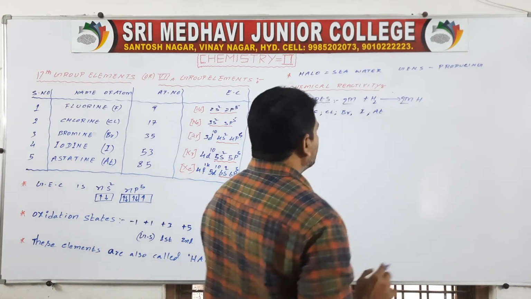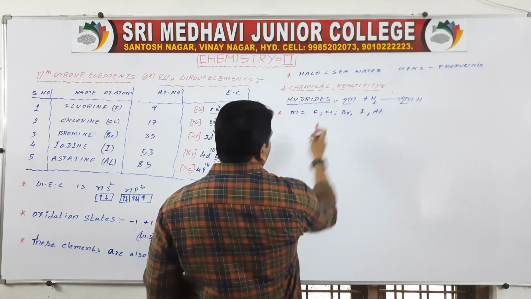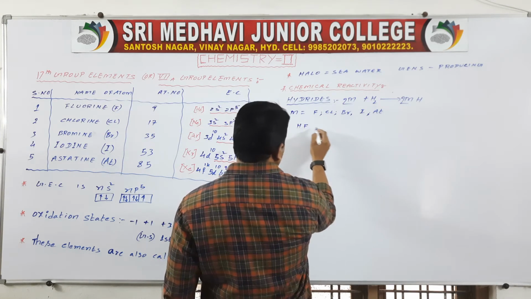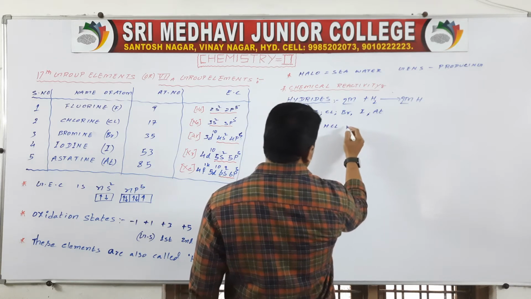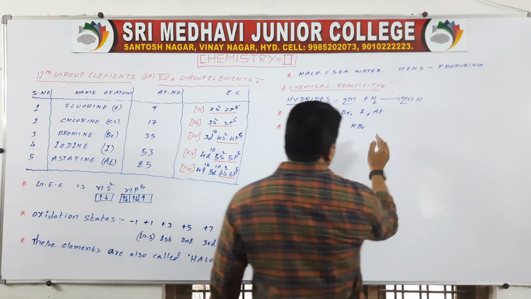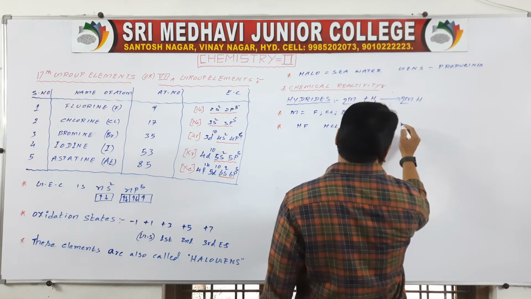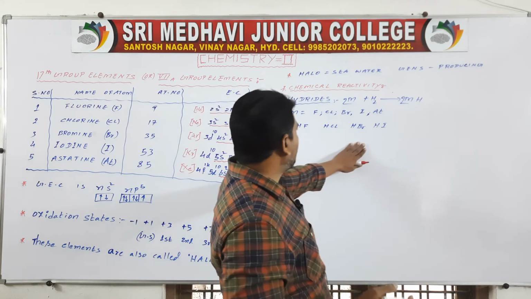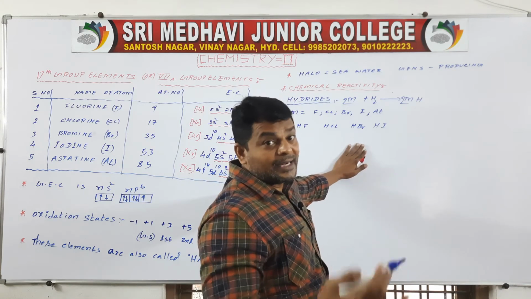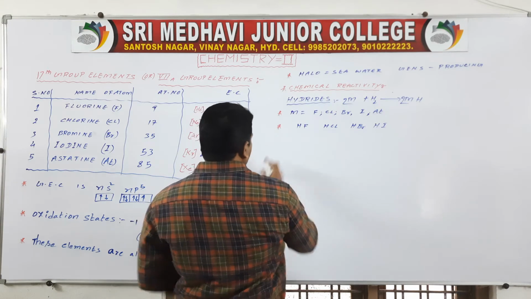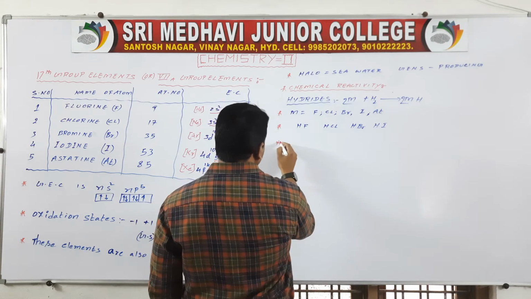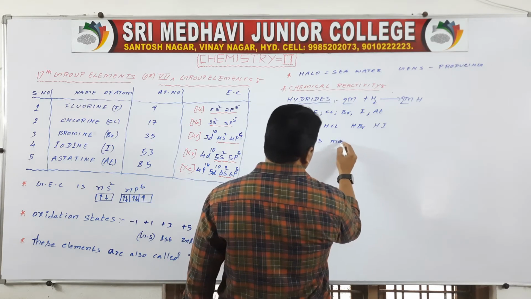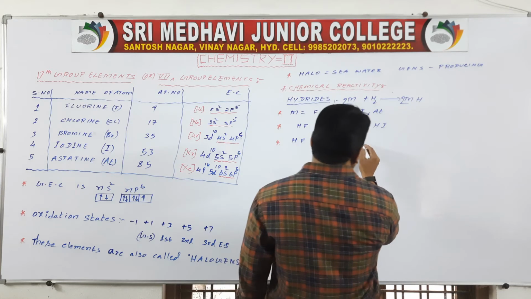So here M reacts with H2 to give HF, HCl, HBr, HI, and astatine does not react. Like this, hydrohalides can be formed. HF is more stable.